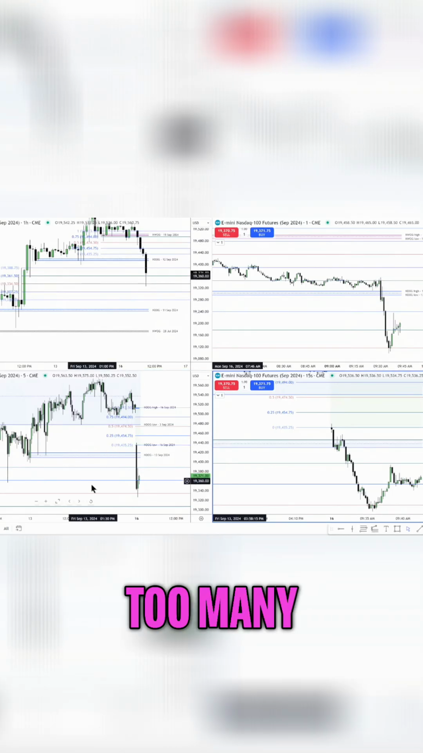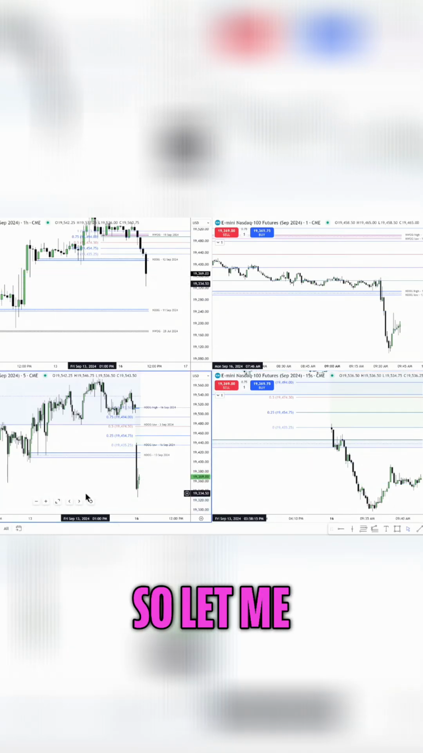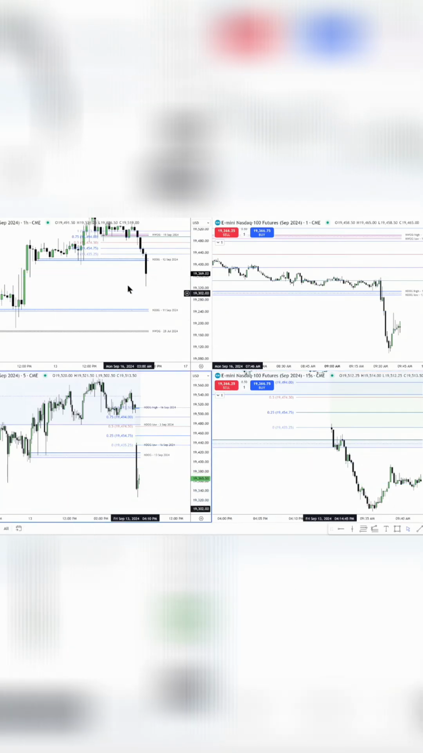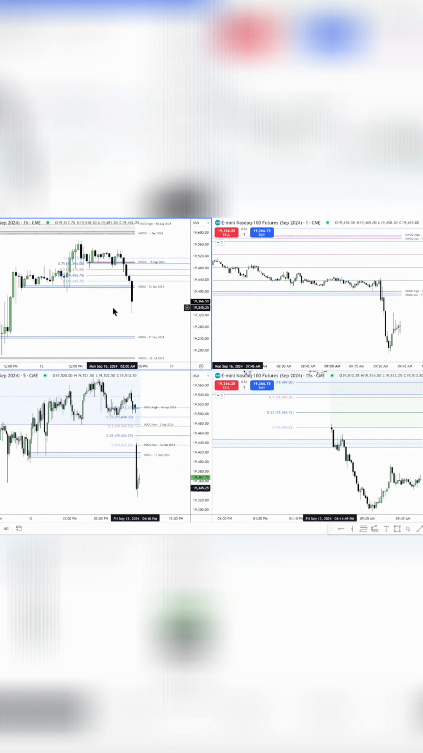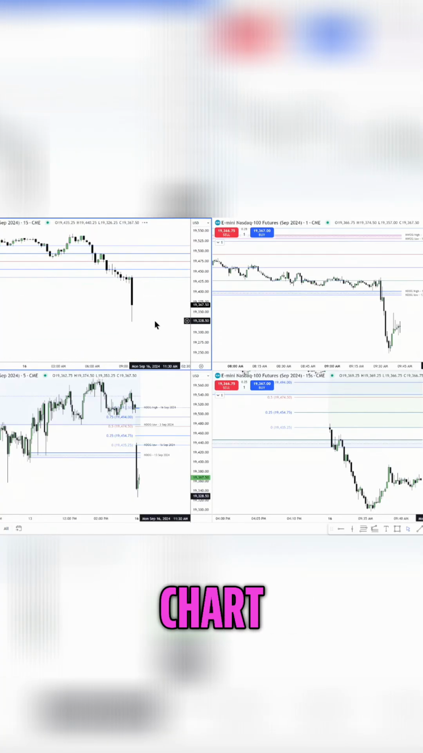I've got too many lines on the chart for my liking, so let me clean up. Go back into a 15-minute chart, upper left-hand corner.